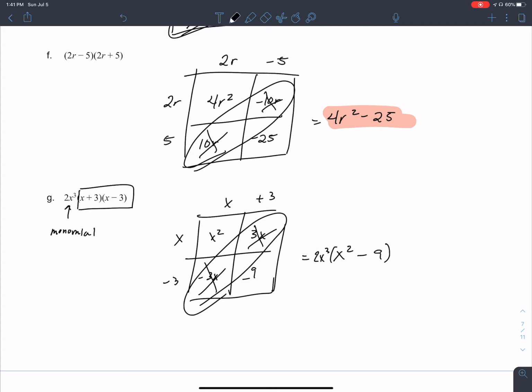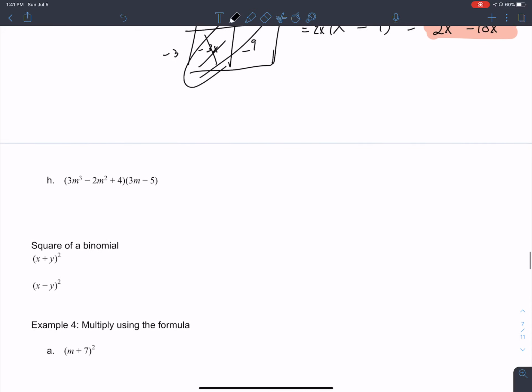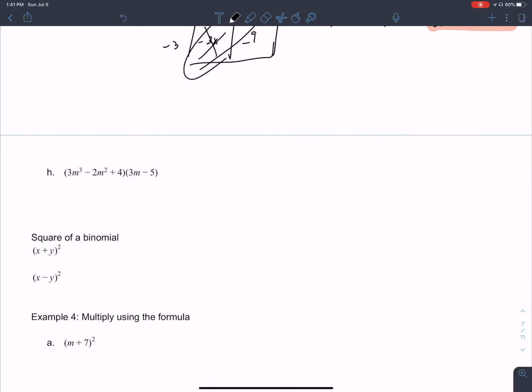It's 2x cubed. Now we distribute. So I get 2x to the 5th minus 18x cubed, remember, add. Okay. All right. Now, this is when the box is really helpful, because what's going to happen is I'm going to have like 6 terms here. So this is going to be a 3 by 2 box instead of a 2 by 2.